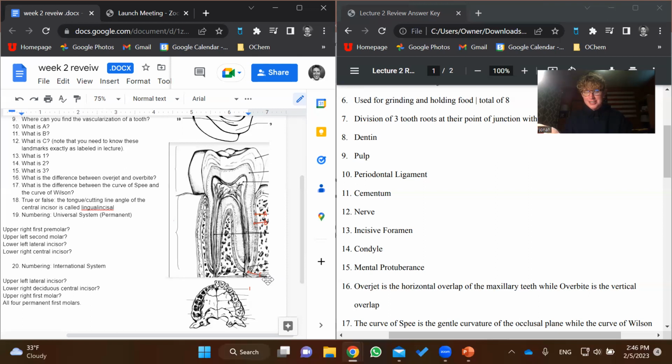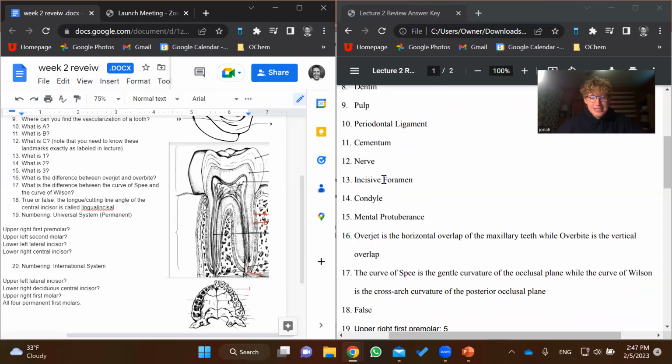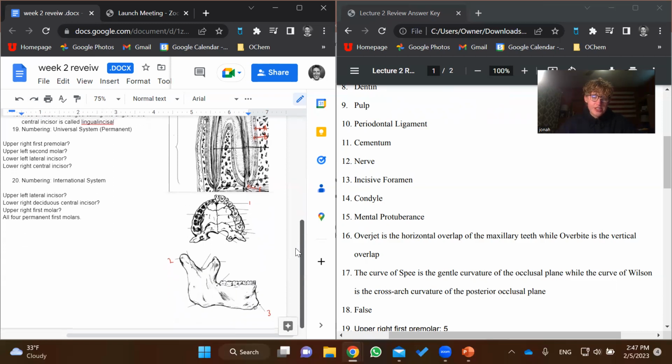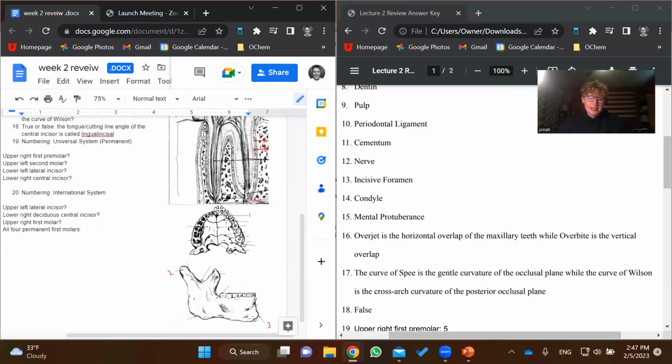So I was like, oh yeah, I know because I've done it enough times that the third one down is the pulp or whatever it was. So probably not foolproof for learning in your whole life, but I think you get the point I'm getting at. A is the periodontal ligament, B is the cementum, C is the nerve, and then going down here, 1 is 13, the incisive foramen. Foramen just meaning hole and referring to the incisive, referring to the incisors.